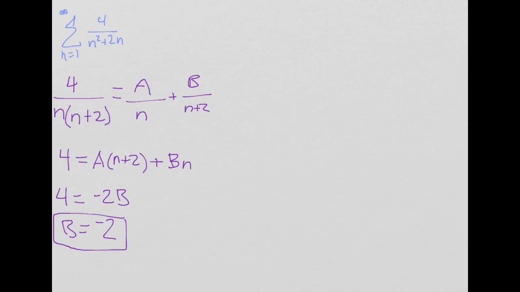And we can do the same thing with a. We can choose a value of n so that our b term is eliminated. Since b times n is one of our terms here, if n is 0, then b is going to go away. So let's make n 0. If we do that, we get 4 equals a times 0 plus 2, which is 2, plus b times 0, so that's going to go away. And we just have 4 equals 2a. So a is 4 divided by 2, and so a is 2.